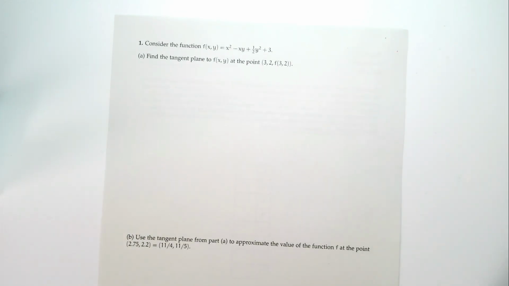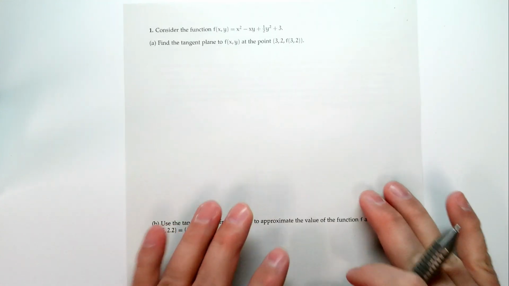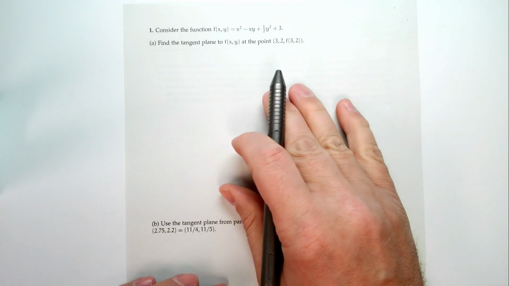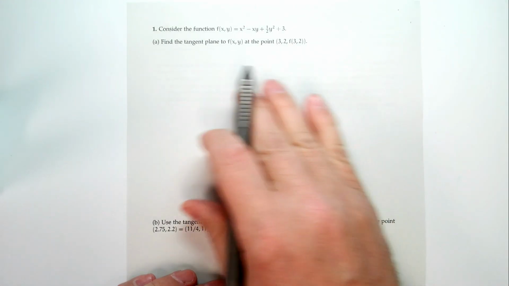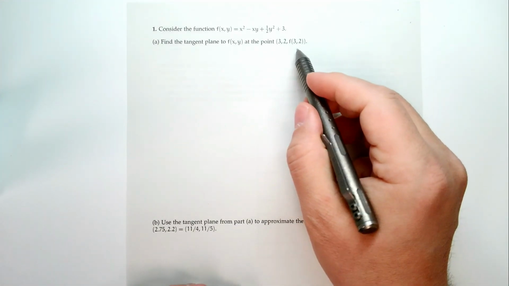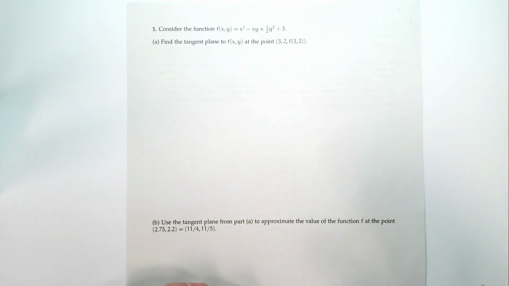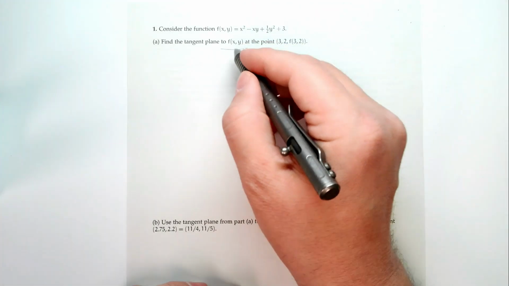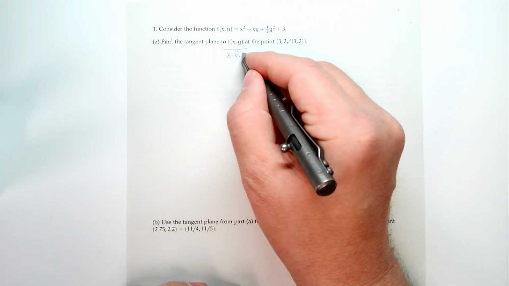So we'll start with our first problem. I guess it's a classical way to go about solving problems in order. So, number one, consider the function x squared minus xy plus a half y squared plus 3. And part A, find the tangent plane to f of xy at the point 3, 2, f of 3, 2. Now, there's really a couple ways to find the tangent plane. Now, this is a nice format here where we have z equals f of xy.